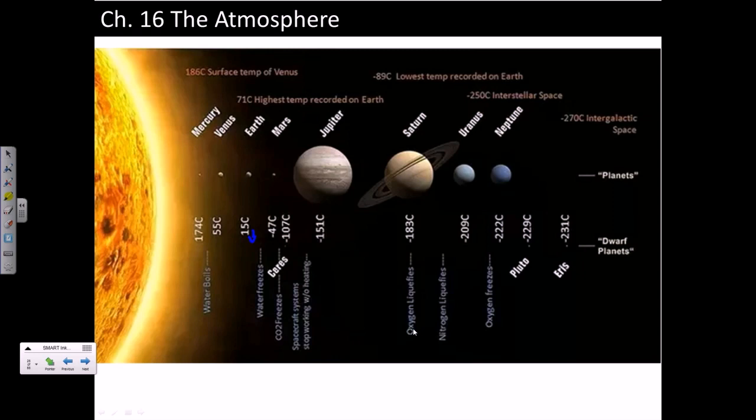It gets considerably colder as we move out into the Jovian planets, where the average temperature in interstellar space is about minus 250 degrees Celsius. We see those temperatures getting lower and lower as we get away from the sun, and higher and higher as we go in towards the terrestrial planets.